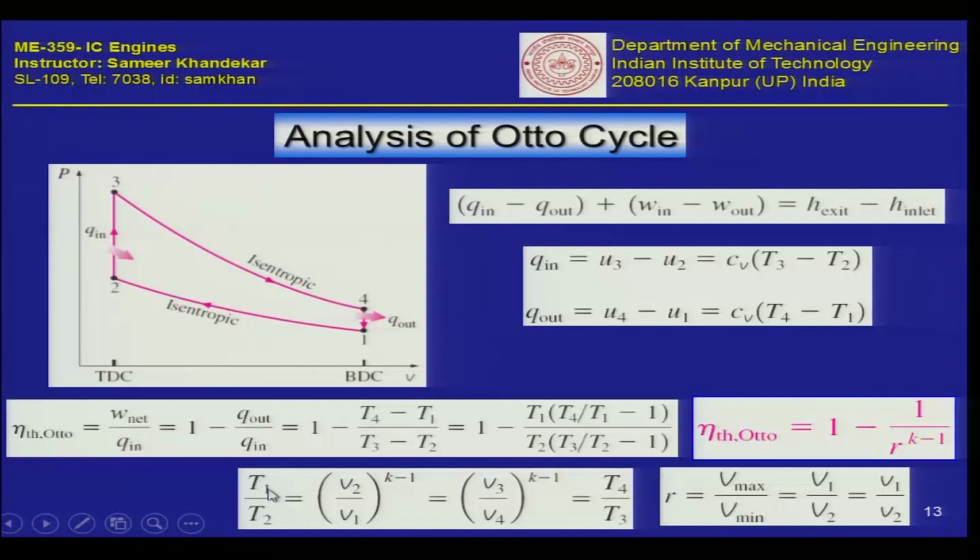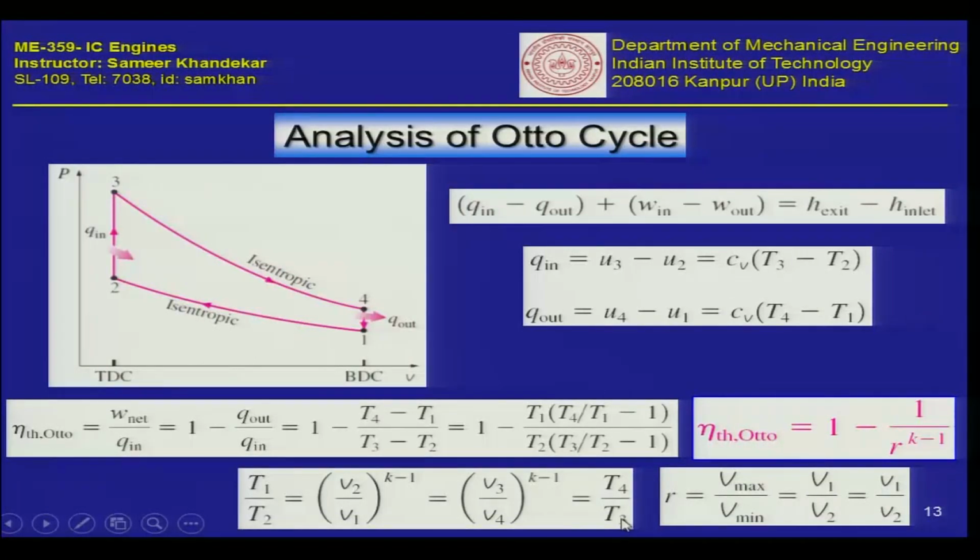So, here you will see T1 upon T2 is equal to V2 upon V1 to the power k minus 1, which comes directly from the definition of the isentropic process, where PV to the power k is always a constant. You can easily get this expression since V2 is equal to V3 and V1 is equal to V4, because we have both these things at constant volume. So, you can substitute that, and T1 upon T2 comes out to be equal to T4 upon T3.